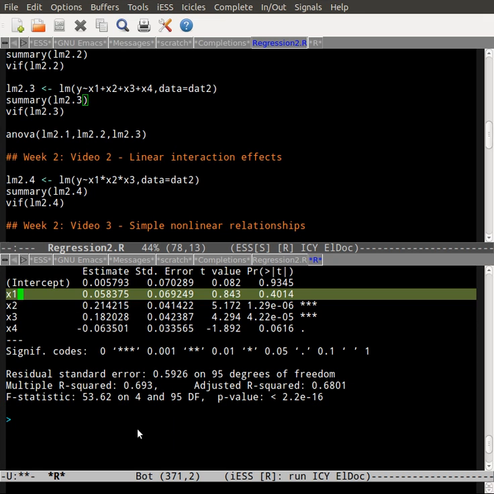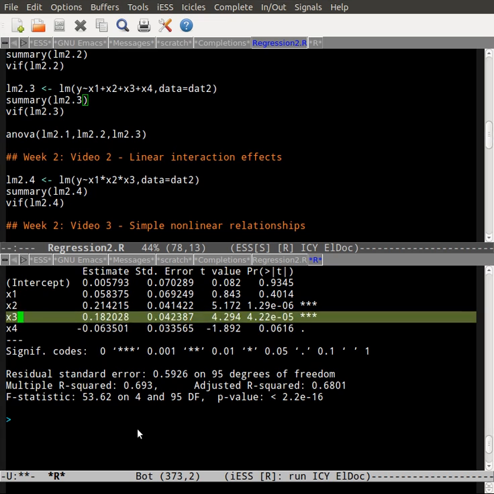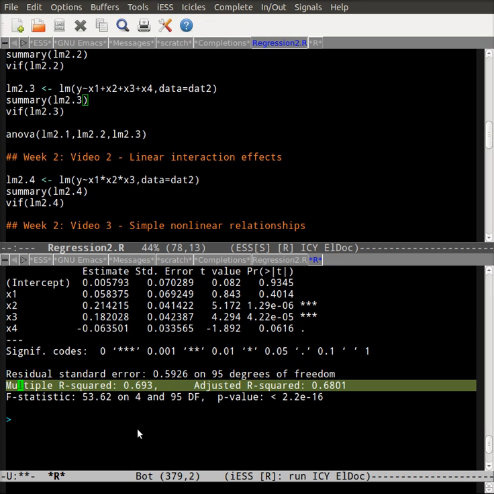The summary: x1, x2, x3, and x4. Now I have 4 predictors in our model. Notice that multiple R squared goes up. As multiple R squared goes up, it's an indication that we're accounting for more variance in the dependent variable. But we're also getting slightly penalized in the adjusted R squared by having a less parsimonious model.